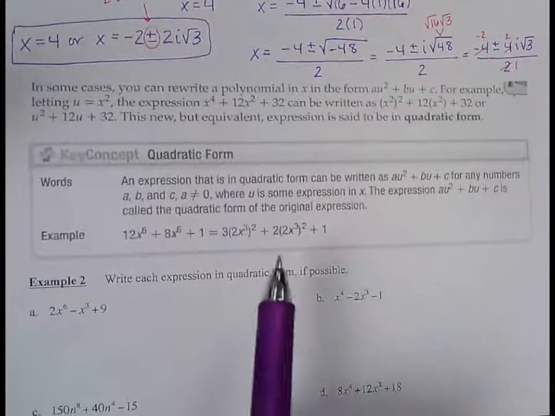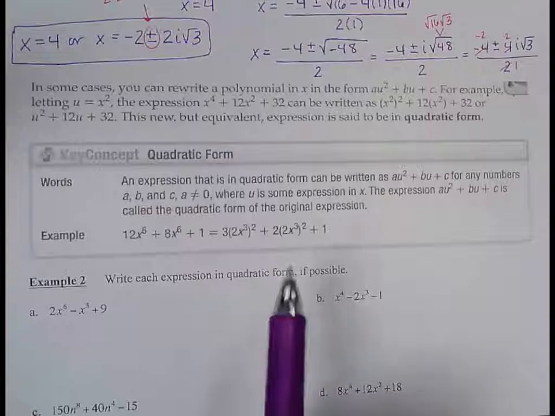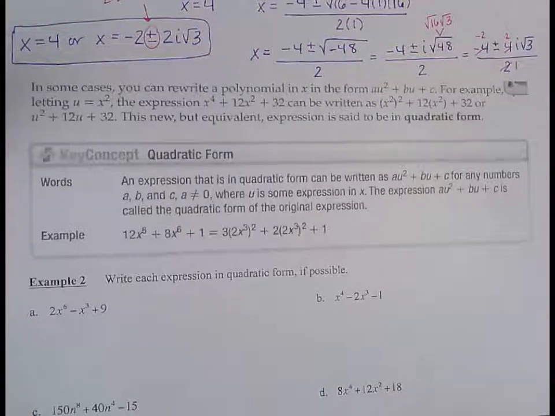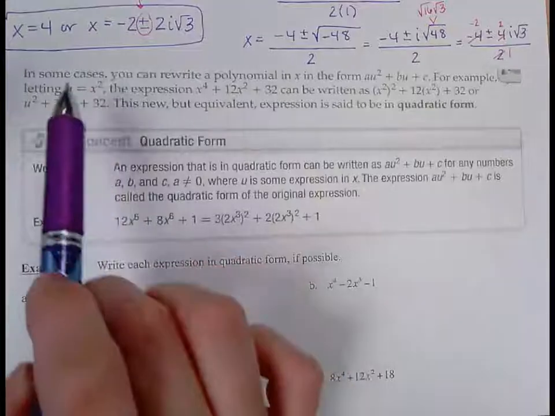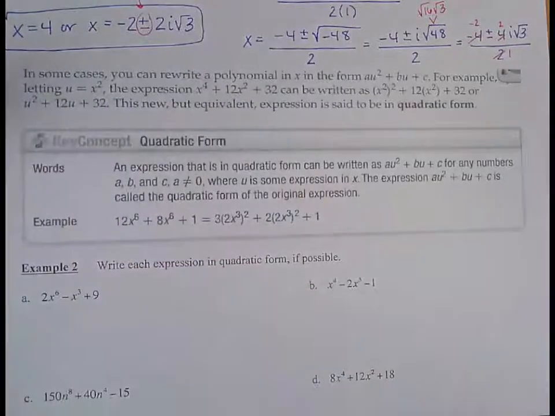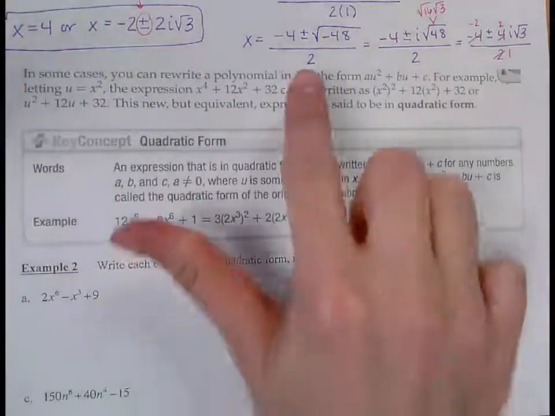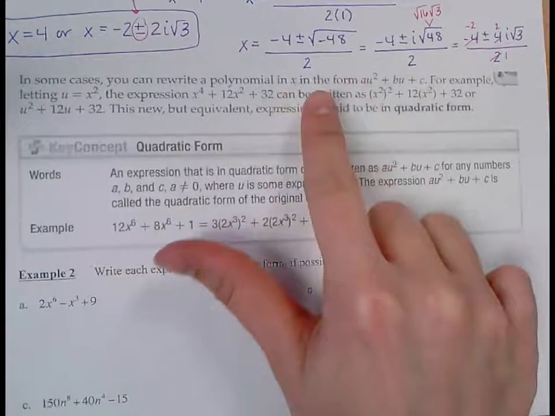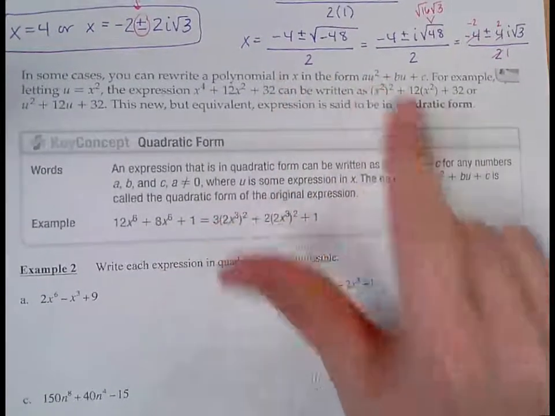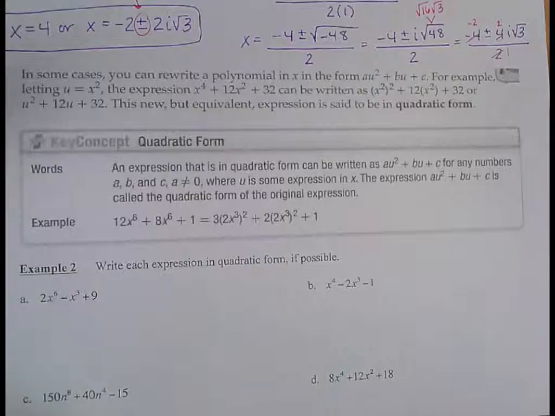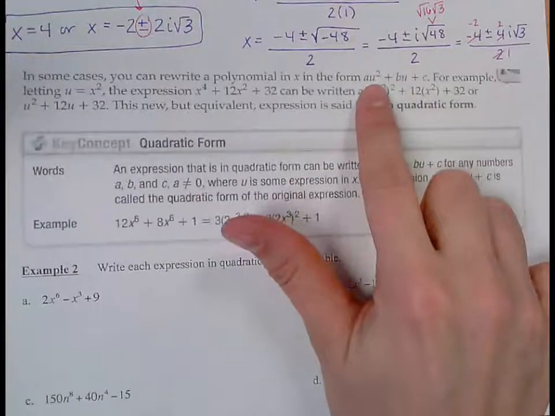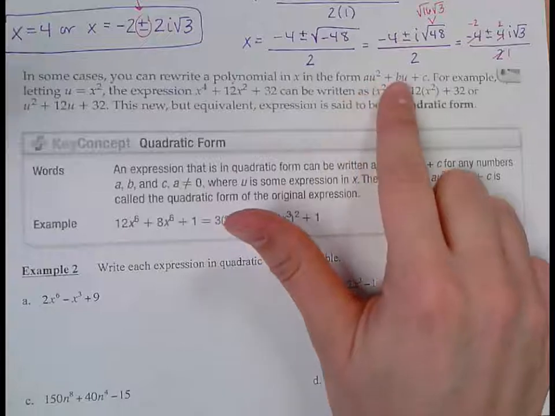So I first am going to practice with you in example 2, just being able to write a polynomial in quadratic form, and then the examples on the back are using quadratic form to actually solve an equation. What it says on your sheet is that in some cases you can rewrite a polynomial that has the variable x in a form where instead of your variable being x, you change your variable to u. But you can write it in the form au squared plus bu plus c.